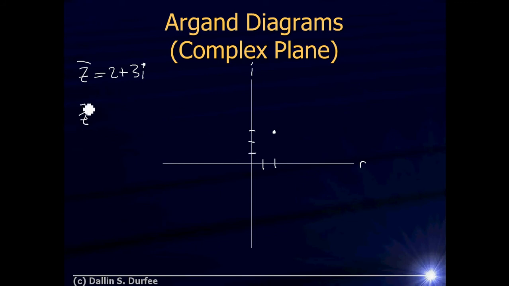If I have some other number, z is equal to 6 minus 2i, then I'm going to come over 1, 2, 3, 4, 5, 6 real units, and then come down 1, 2. So that point right there represents that complex number. So I can plot complex numbers on the complex plane, make an Argand diagram. Okay?